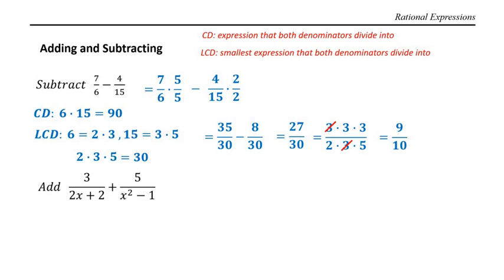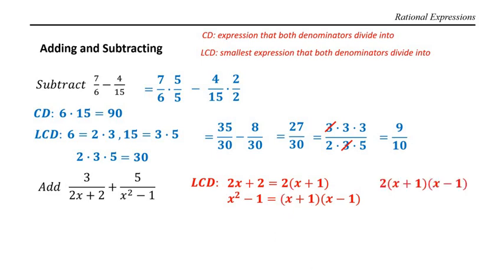So now let's go ahead and work on a more complicated problem. So again, we're going to find the least common denominator. And in this case, we are going to factor 2x plus 2, which would be equal to 2 times x plus 1. And then we're going to factor x squared minus 1, which would be equal to x plus 1 times x minus 1. So again, we have an x plus 1 twice, so we don't need 2 of those. So we would have 2 times x plus 1 times x minus 1. And that would be the least common denominator.